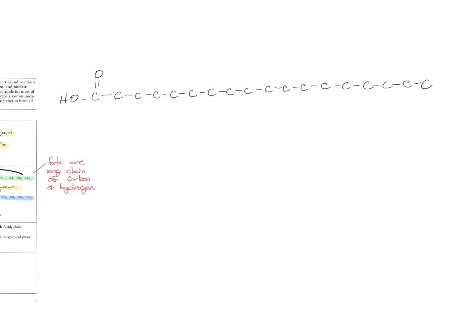How many bonds per carbon? 4. So this carbon has 2 used up already, correct? How many hydrogens could it have? What's the max? 2. It can only hold 2 because each hydrogen is going to use 1. You should be drawing it with me.